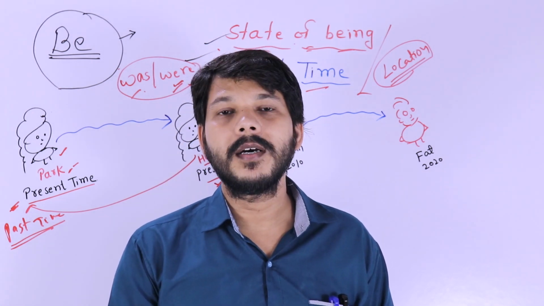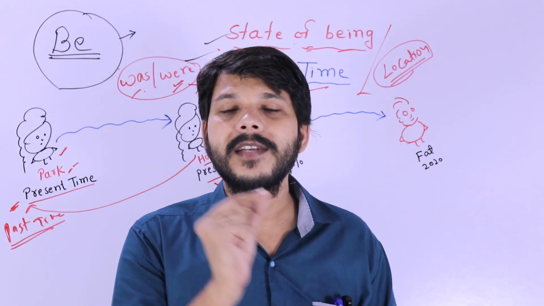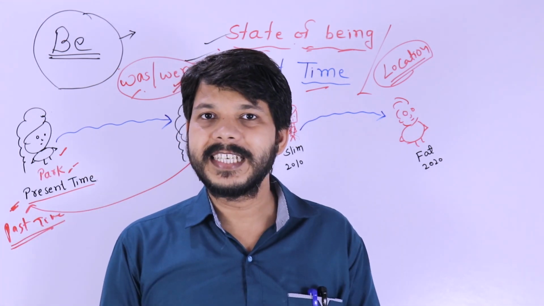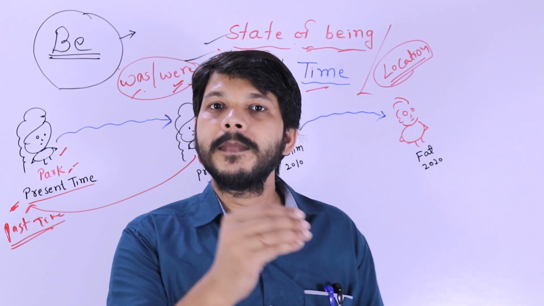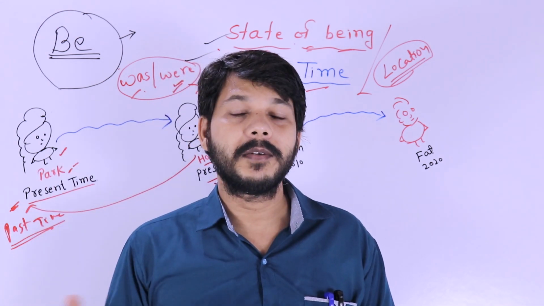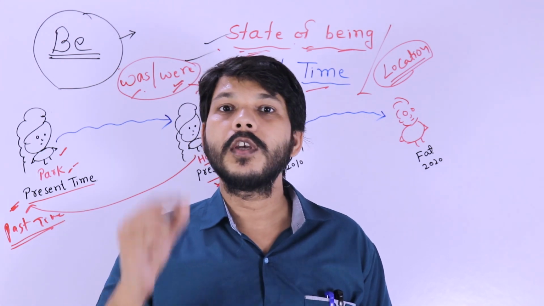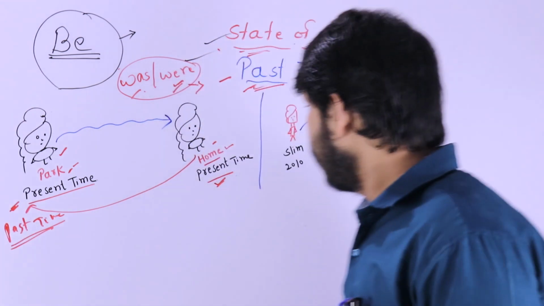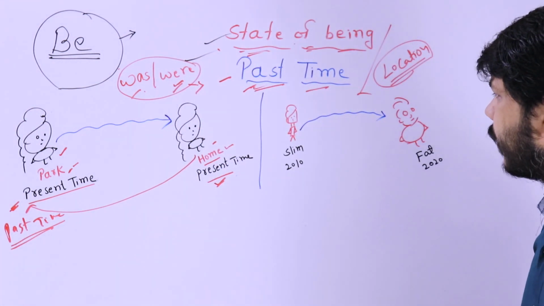So here you have to learn when to use is, am, are and when to use was, were. So if you talk about present time, in present time you are using is, am, are to denote the state of being of present. But if you talk about past location, past condition, then you have to use was or were as per the subject. Fine guys, let's take one more example here.